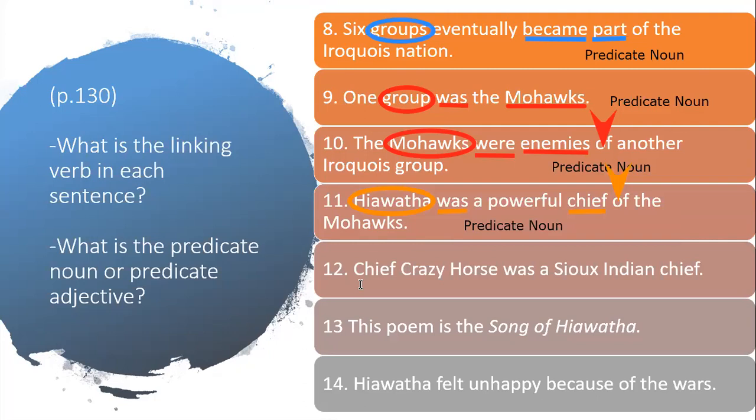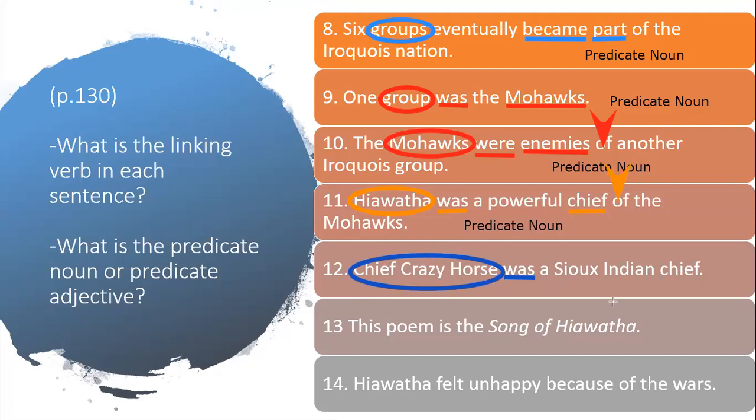Okay, number 12, I promise we're almost done, okay? So just bear with me. Chief Crazy Horse was a Sioux Indian chief. And this may sound familiar because we worked with a sentence that was similar to this one. So again, we do the same thing. We identify the linking verb, in this case was. And then we identify the subject, Chief Crazy Horse. Right, this is a proper noun. Notice the capital letters. It's naming a specific person. So this is a subject.